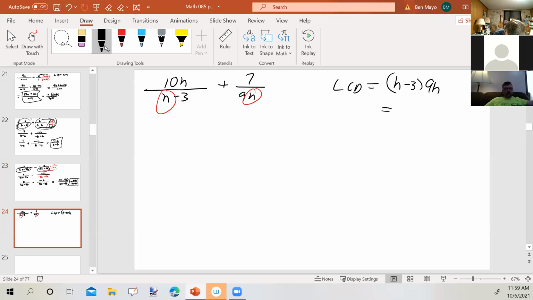In case it's bothering you, we'll write it this way. It doesn't make any difference, but okay. So that's our LCD.